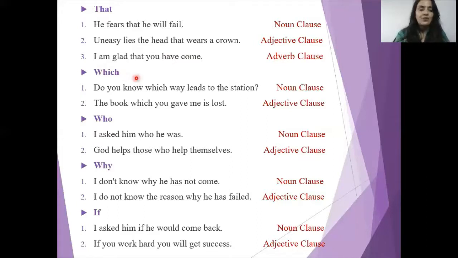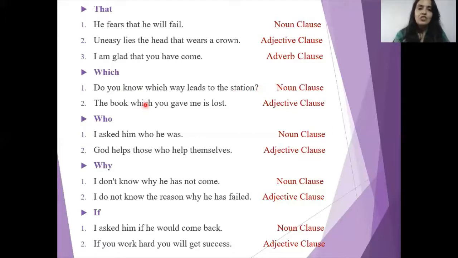Next one we are taking is "which." Do you know which way leads to the station? "Do you know" is the principal clause. "Which way leads to the station" is the dependent clause. Do you know? What do you know? Yes, we can ask the question. And the answer is here: which way leads to the station. Easy to say, this is a noun clause.